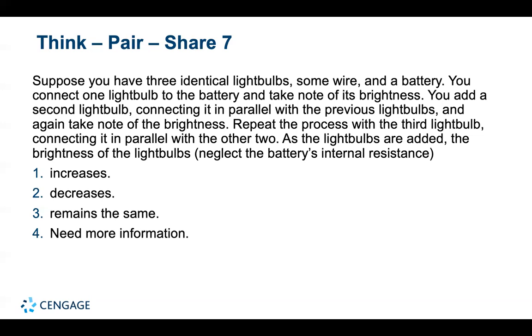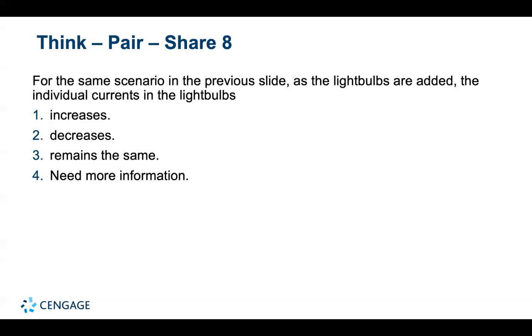As more bulbs are added, the current supplied by the battery increases. For the same scenario in the previous slide, as the light bulbs are added, the individual currents in the light bulbs, and the answer is, decrease. For a series connection, the individual currents in the bulbs are the same and equal to the total current supplied by the battery. This decreases as bulbs are added.